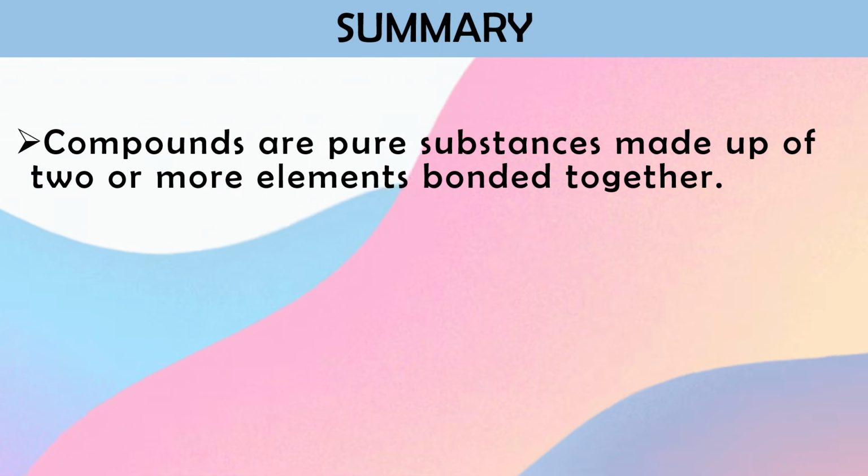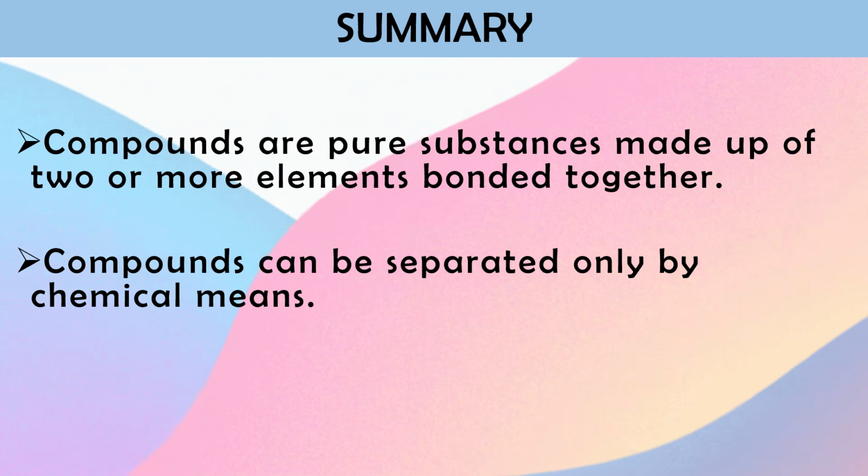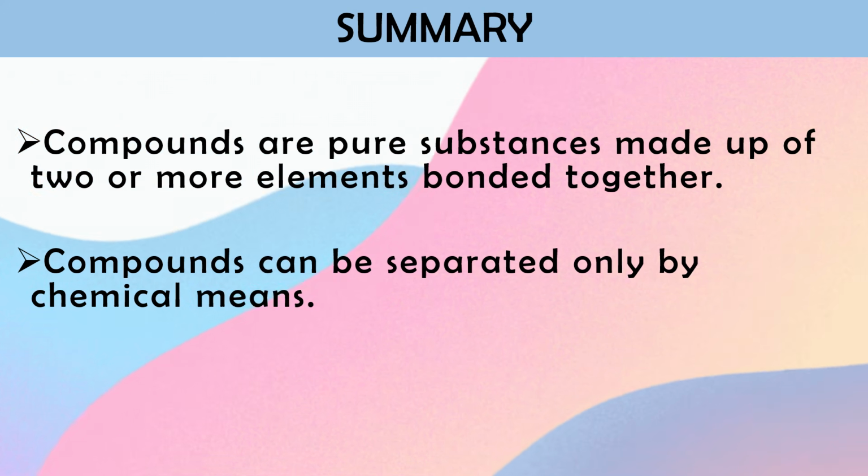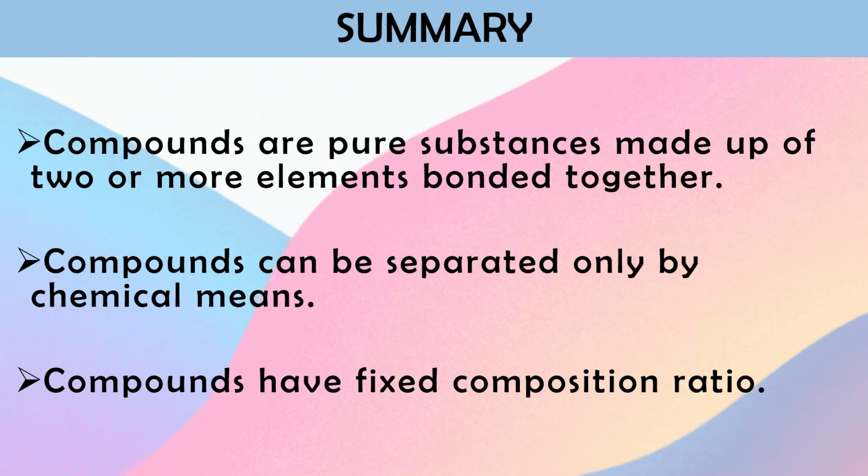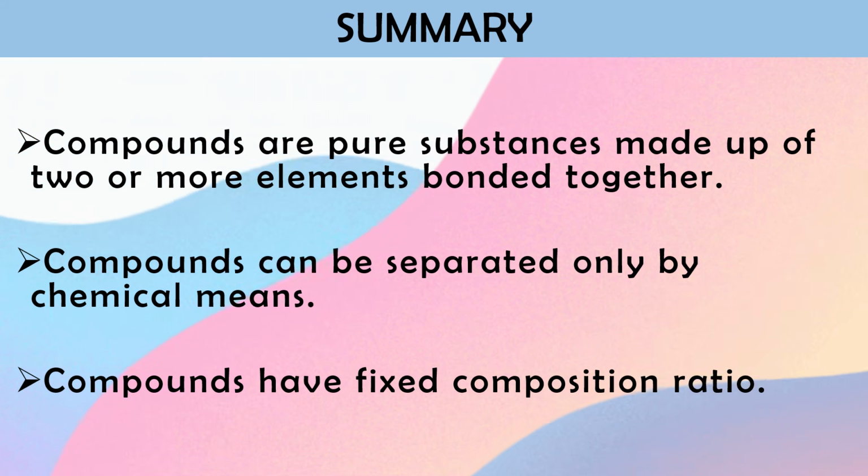In summary, remember that compounds are pure substances made up of two or more different elements bonded together. Compounds can be separated only by chemical means. And lastly, compounds have a fixed composition ratio.